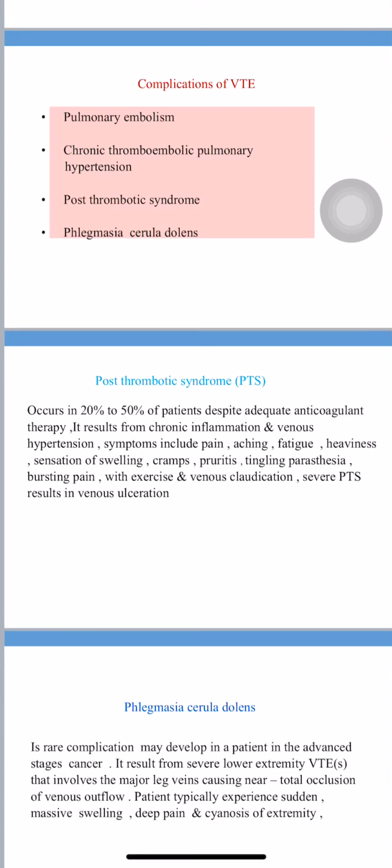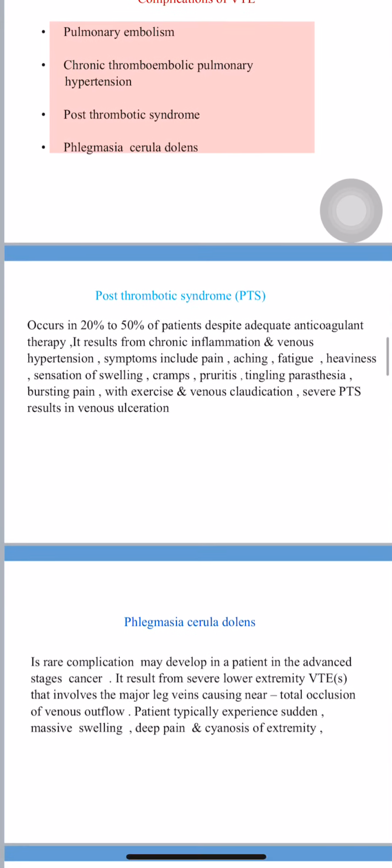Next is post-thrombotic syndrome. It occurs in 20 to 50% of patients despite adequate anticoagulant therapy, and it results from chronic inflammation and venous hypertension. And the symptoms mainly include pain, aching, fatigue, heaviness, sensation of swelling, cramps, pruritus, tingling, paresthesia, bursting pain with exercise, and venous claudication. So these all are the symptoms of post-thrombotic syndrome, and severe post-thrombotic syndrome results in venous ulceration.